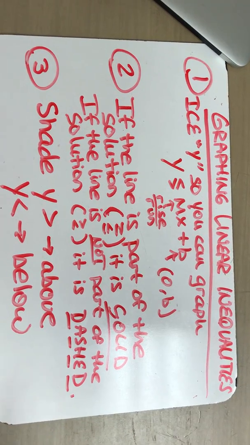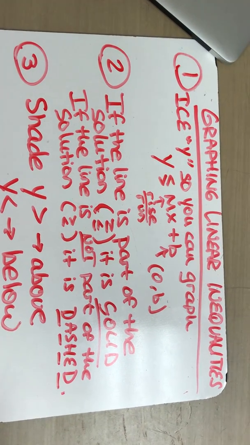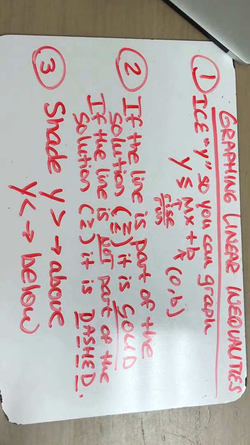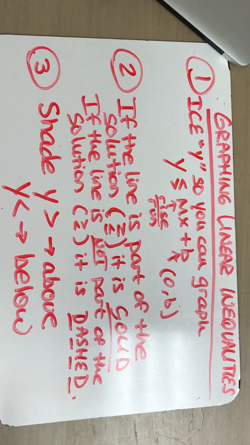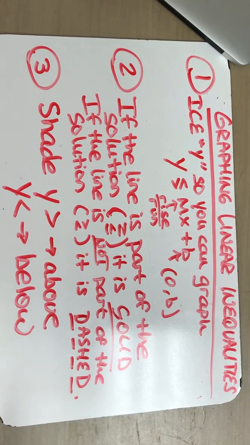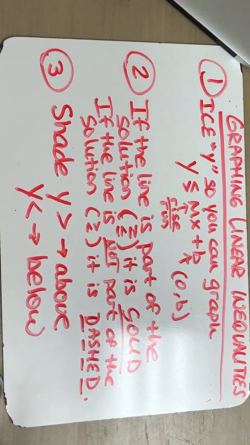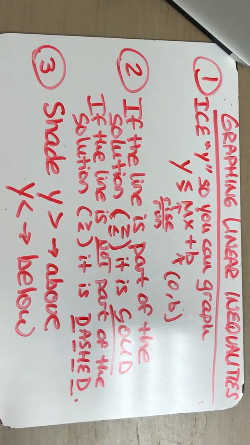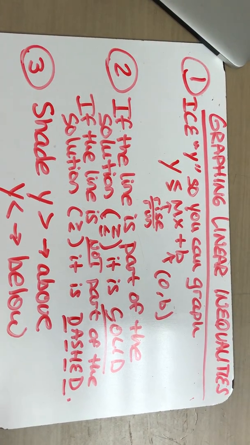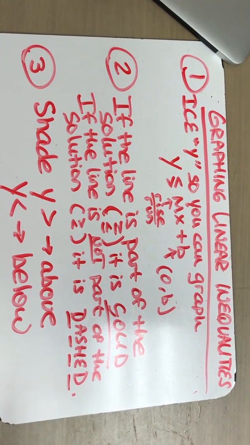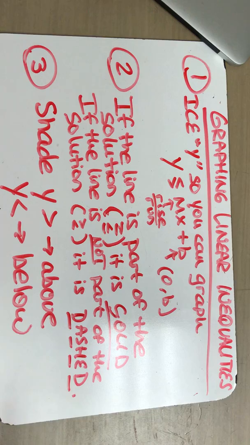If the line is part of the solution, meaning it is an or equal to, so greater than or equal to, less than or equal to, then you will draw a solid line between those 3 dots. If the line is not part of the solution, meaning the solution is greater than or less than, but not equal to, then you're going to join those 3 dots using a dashed line.